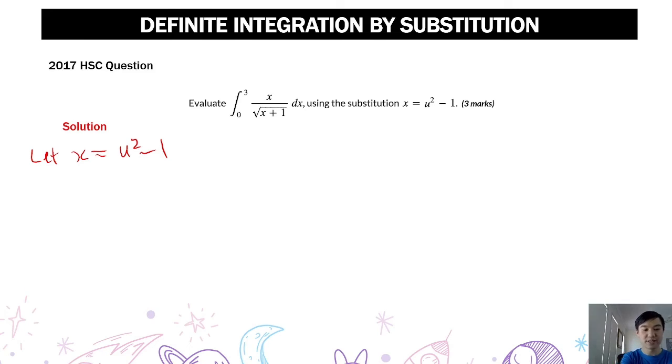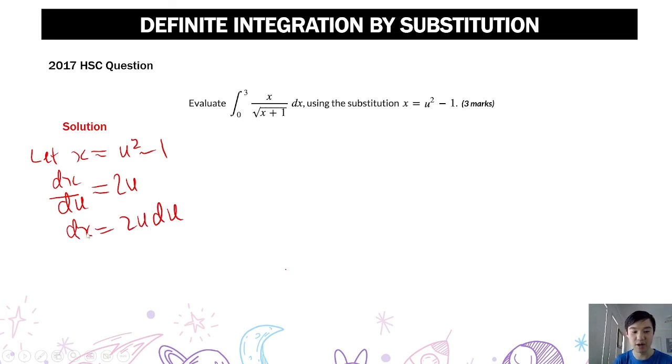So I'm going to differentiate the substitution. This time I'm differentiating x with respect to u. It's just going to be 2u when I differentiate x with respect to u. So now I can say dx is simply going to be 2u du.